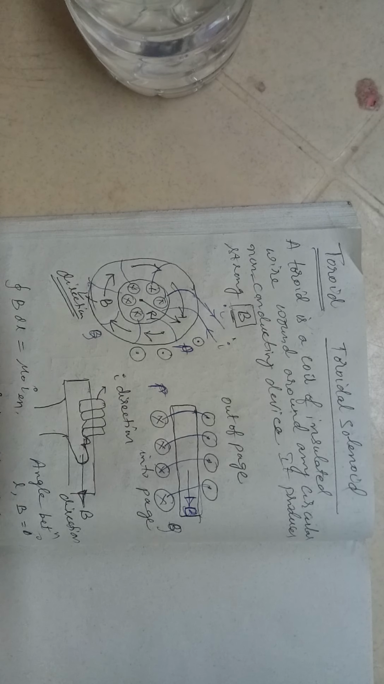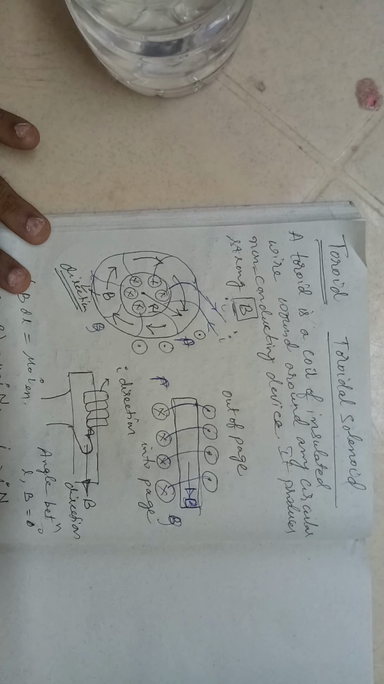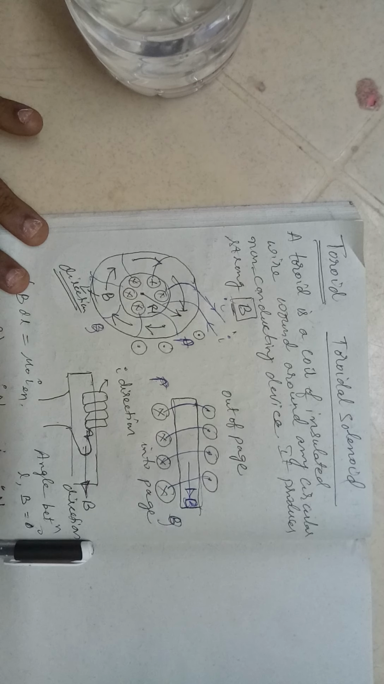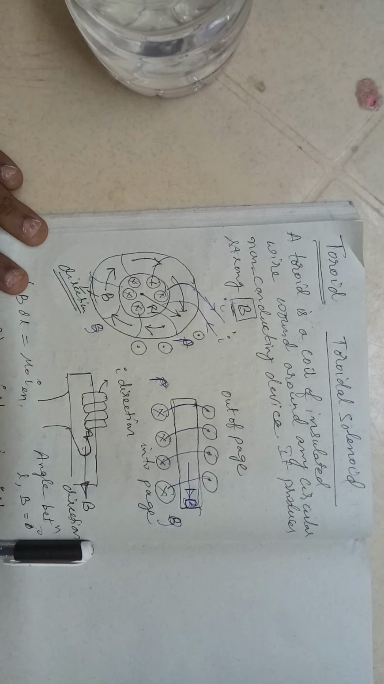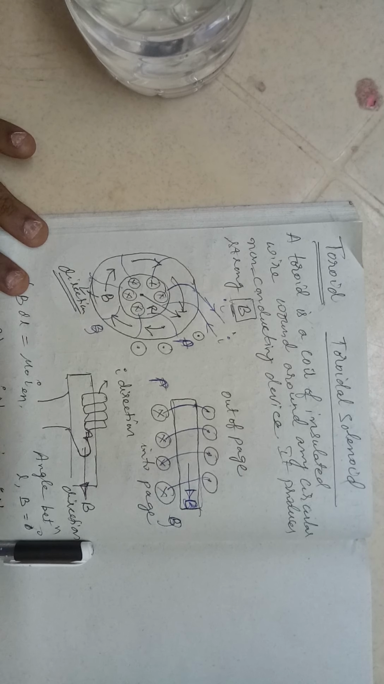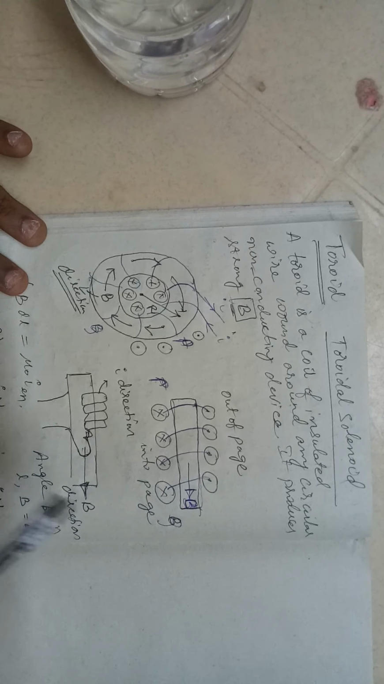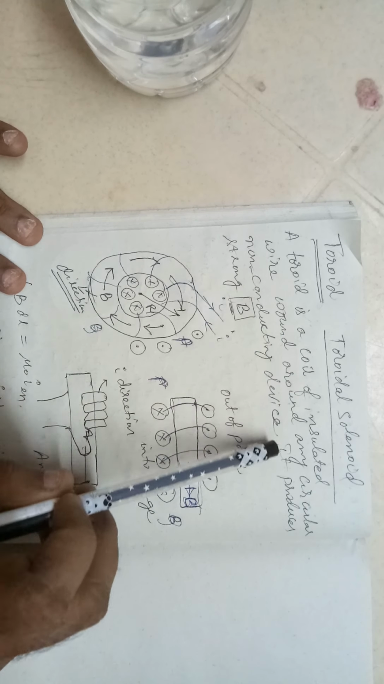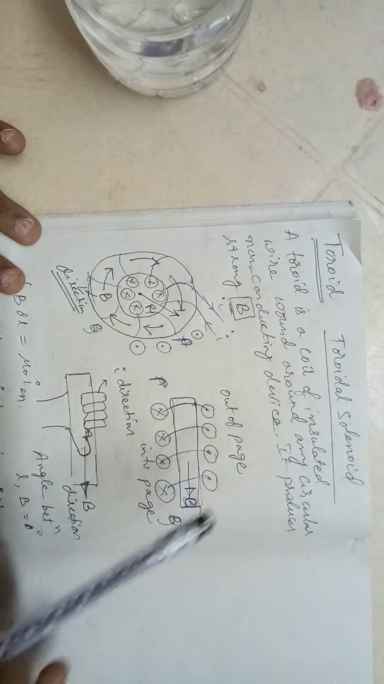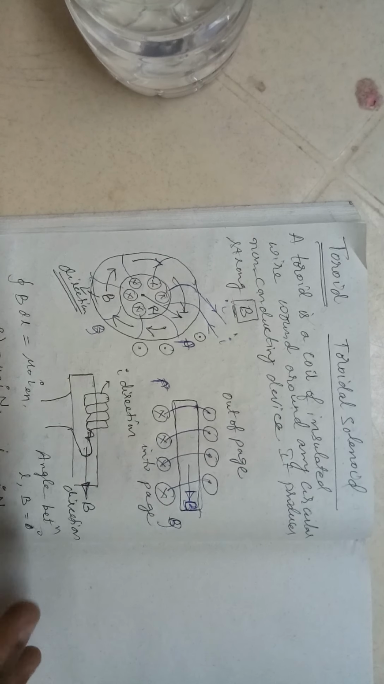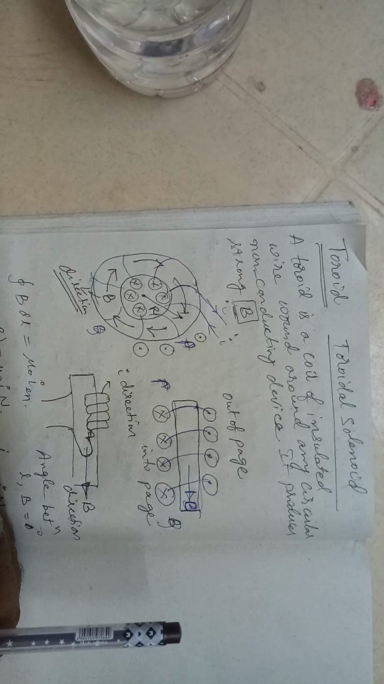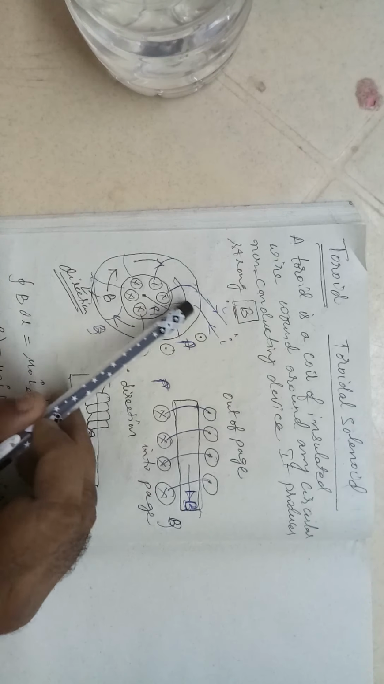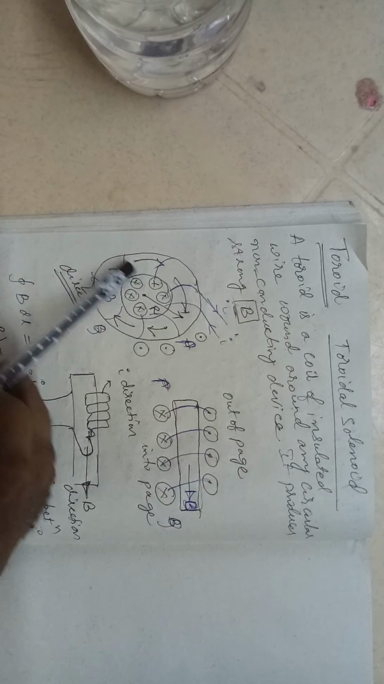Let's discuss toroid or toroidal solenoid. Any solenoid, the basic purpose is to produce strong magnetic fields. Now, what is a toroid? A toroid is a coil of insulated wire wound around any circular non-conducting device. So you take a non-conducting circular device and you take a coil of wire and you wind it around it.